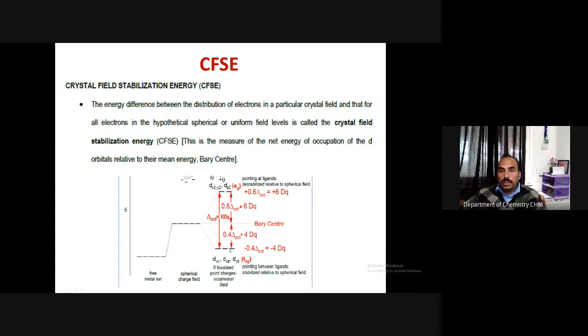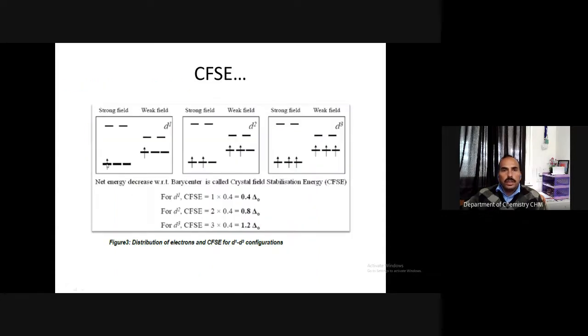However, this is a calculation of, if the electron is not occupying the very center, and is occupying a T2G set or EG set, then how much is the net stabilization? It is sometimes also referred to as how much energy is released when a metal complex is formed. That can also be correlated with the crystal field stabilization energy. You see over here, this is the D1 case. In the D1 case, the CFSE, crystal field stabilization energy, is always minus 0.4 delta.